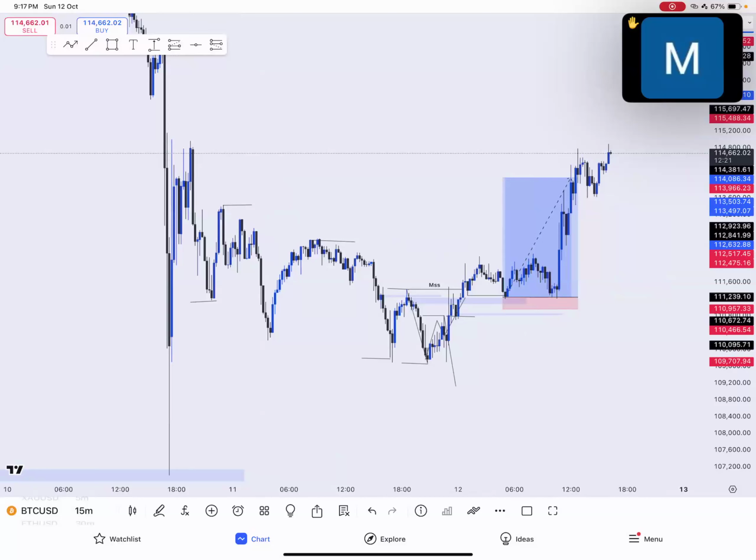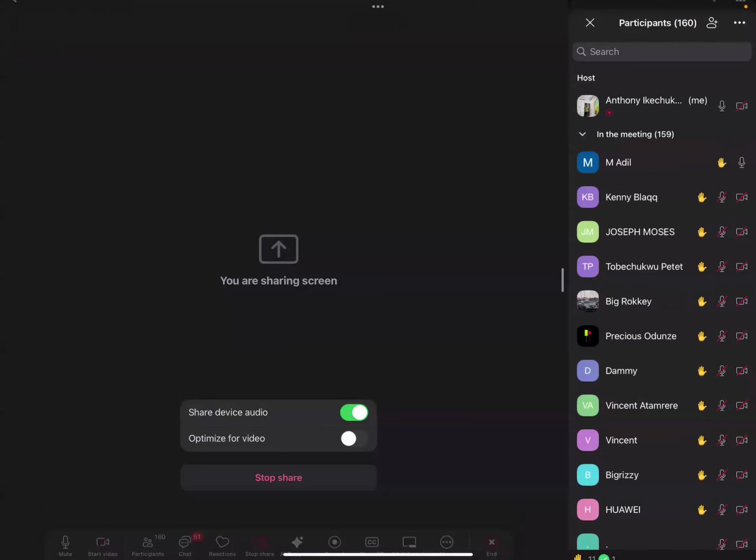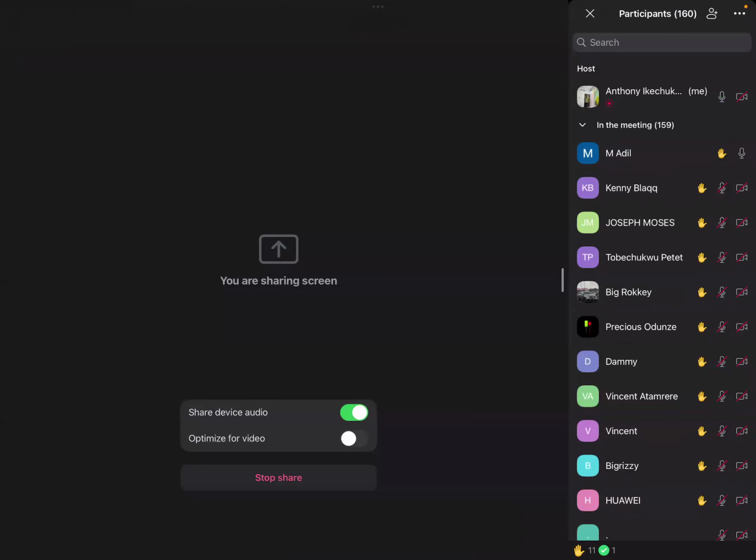So the sweep is not really important as long as it has the structure shift or the double break of structure, and if it has all the other rules for picking a point of interest, you can use it. Most importantly, you should trade in the right direction. That will be covered during directional bias. So if I didn't mention it, just know that it's not important.